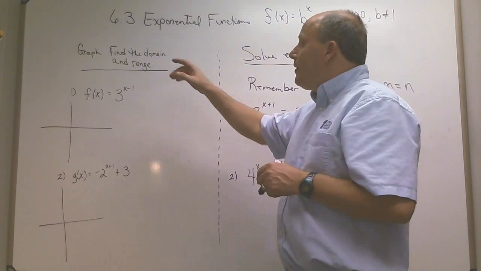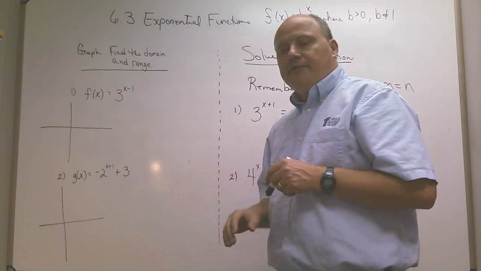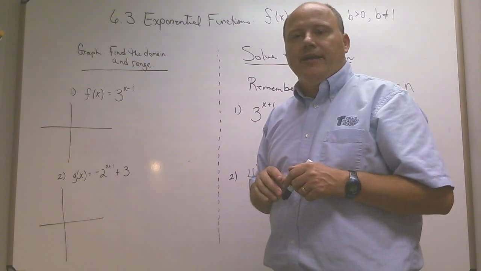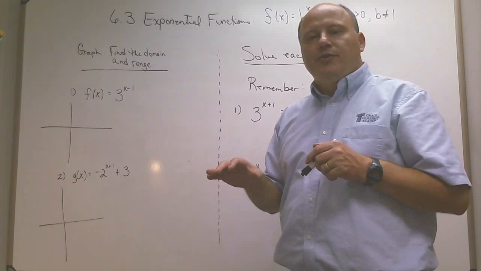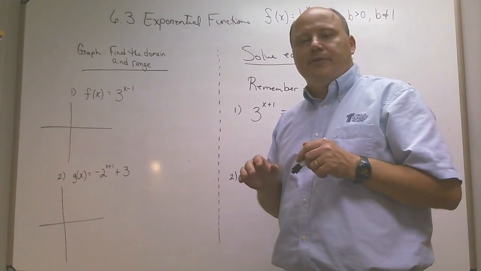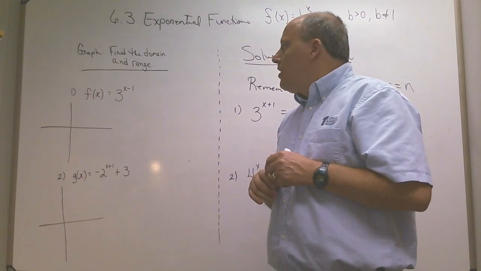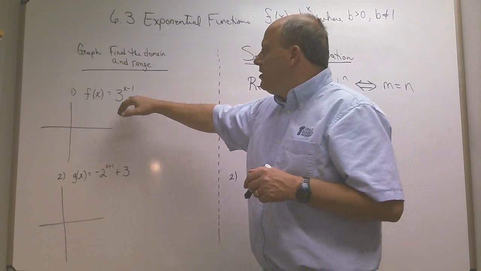But anyway, a couple of problems, we want to graph them, and we're going to also find the domain and the range while we're at it. Now, the domain and the range, we're going to do that after we get the good graph put on the Cartesian plane. So now, f of x equals 3 to the x minus 1.